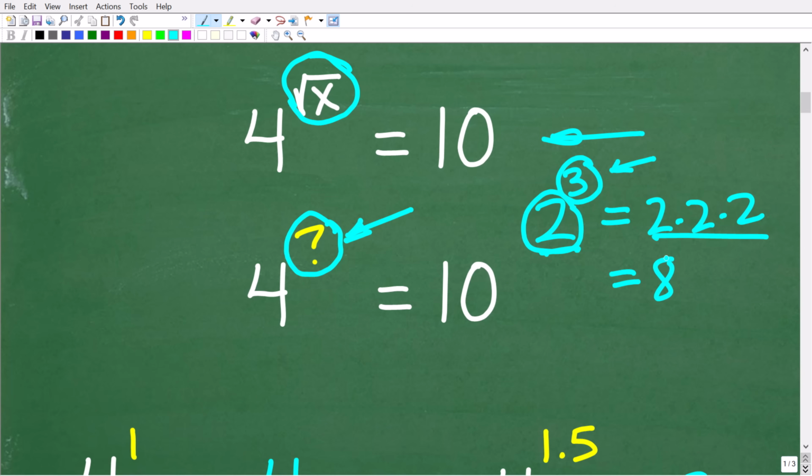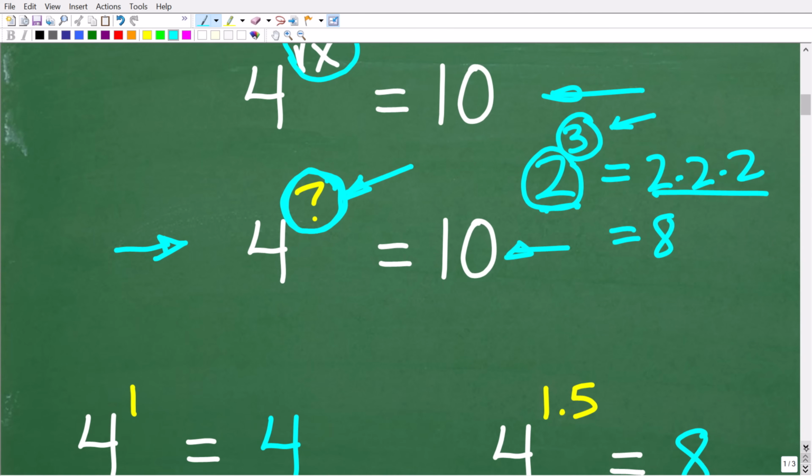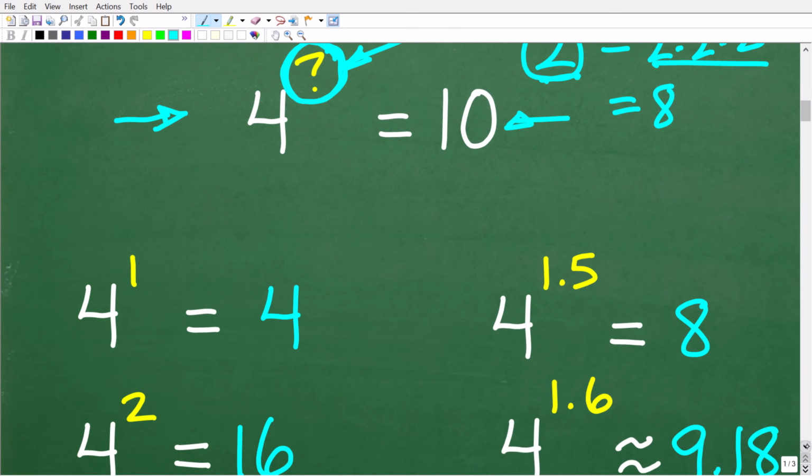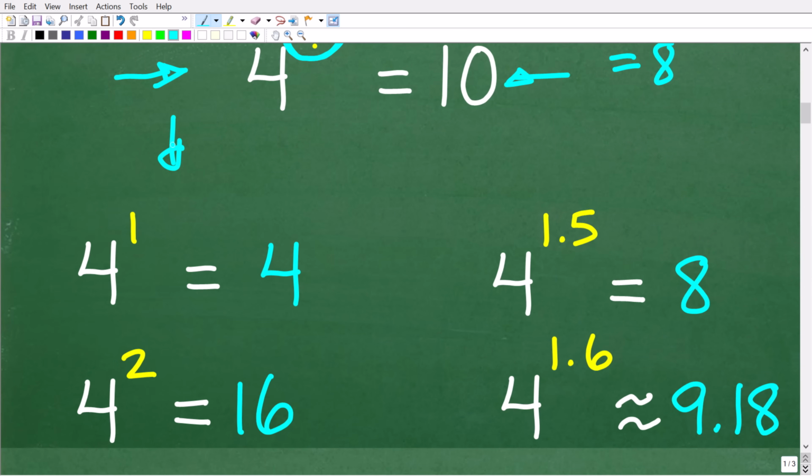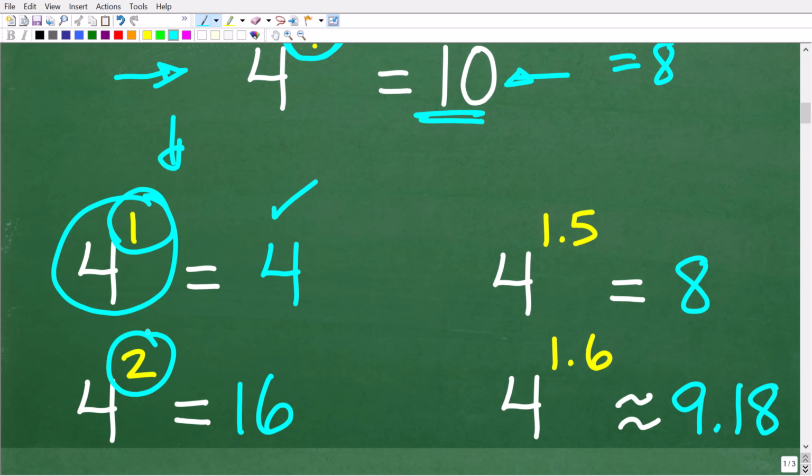So if we have a calculator, we can do some estimating to figure out generally what this value needs to be in order for the entire power to be equal to 10. Let me show you what I'm talking about. Let's draw our attention over here first. Let's suppose we said, all right, well, 4 to the first power, what is that? Well, 4 to the first power is 4. Now we're trying to figure out 4 to some power is equal to 10. So 1 is not enough. So let's go up 1.